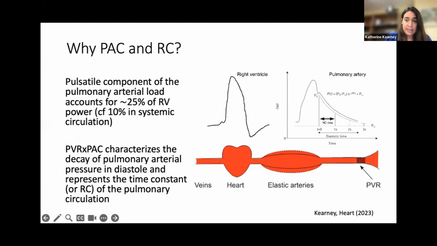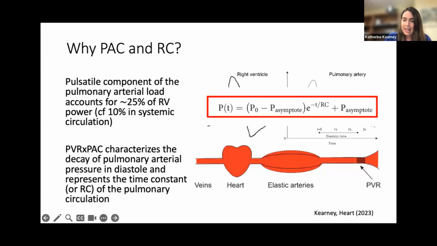PVR multiplied by PAC characterizes the decay of the pulmonary arterial pressure in diastole and represents the time constant, or RC time, of the pulmonary circulation. This term can be used interchangeably with the tau of the pulmonary circulation, but I'll refer to it as RC time during this presentation.